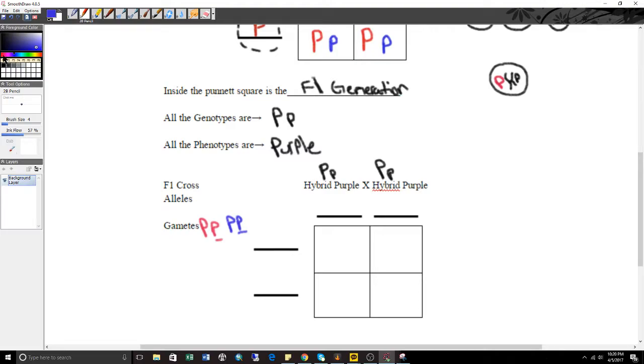So now I do the same thing. I fill in that Punnett square. So one gamete goes here, another gamete goes here. Other parent, gamete, capital P, other gamete, lowercase p. So I'll do all these ones first. So this will be big P, little p, big P, little p.